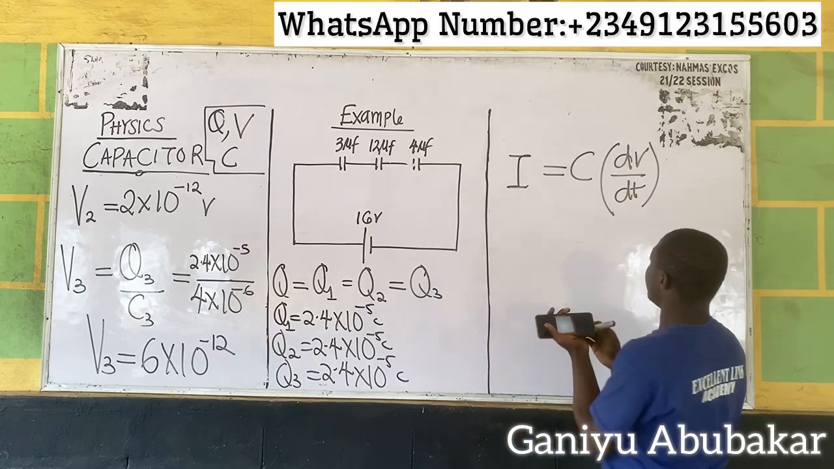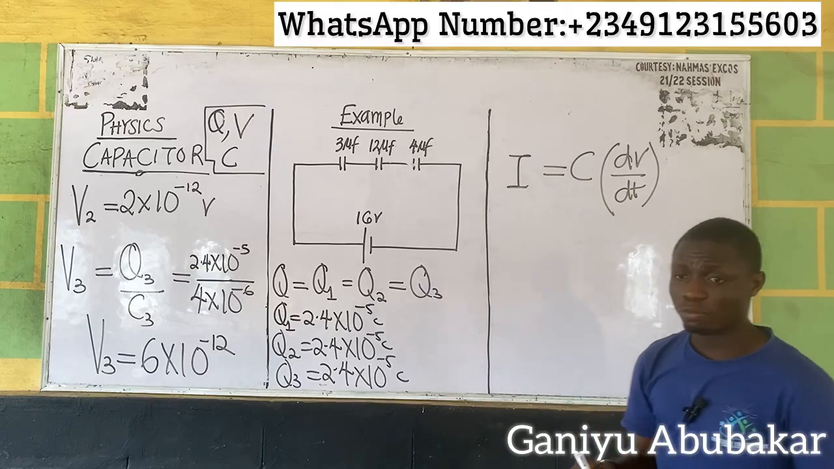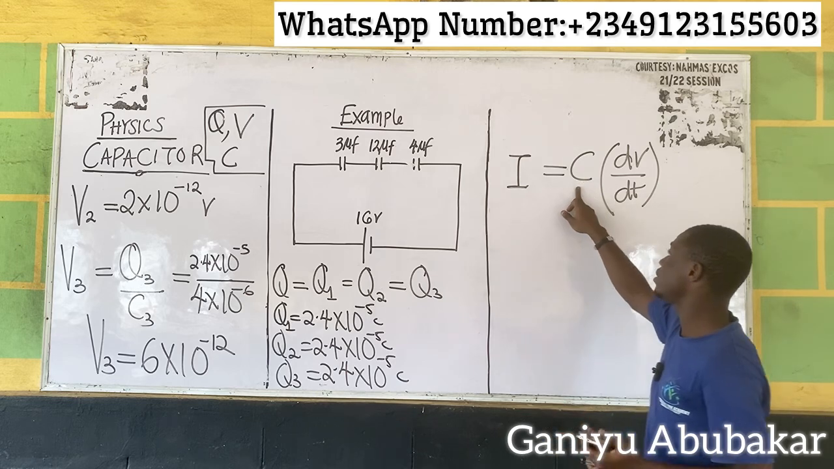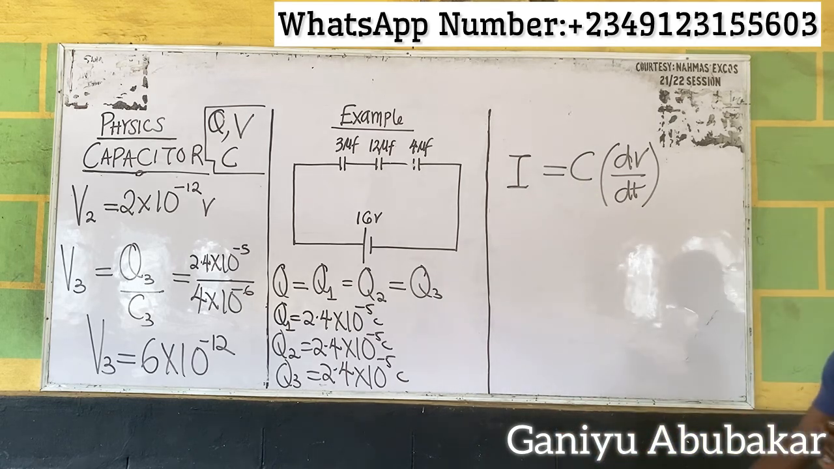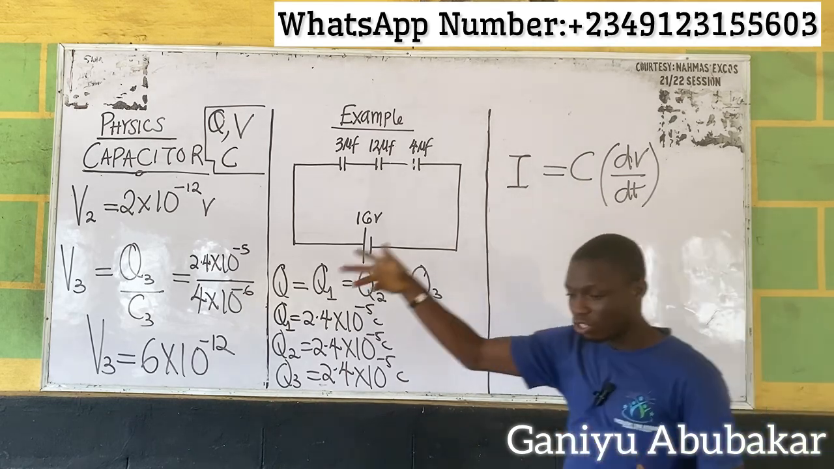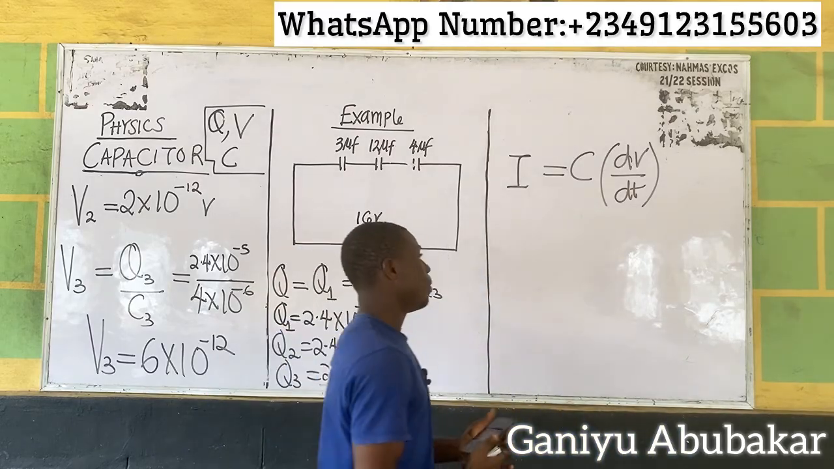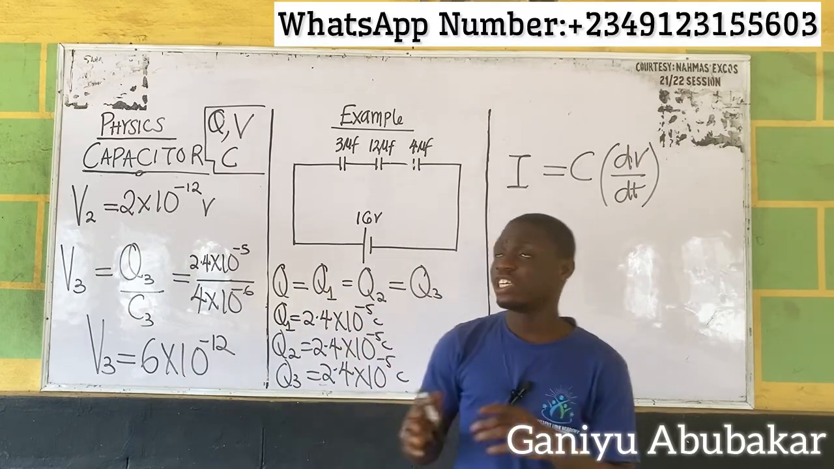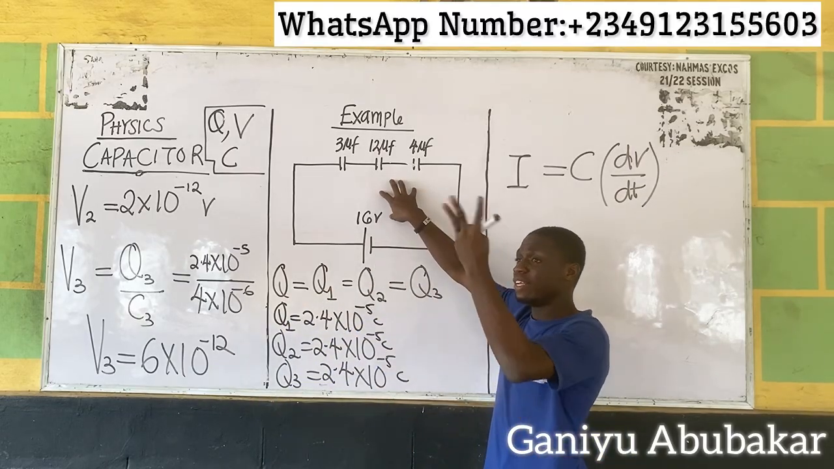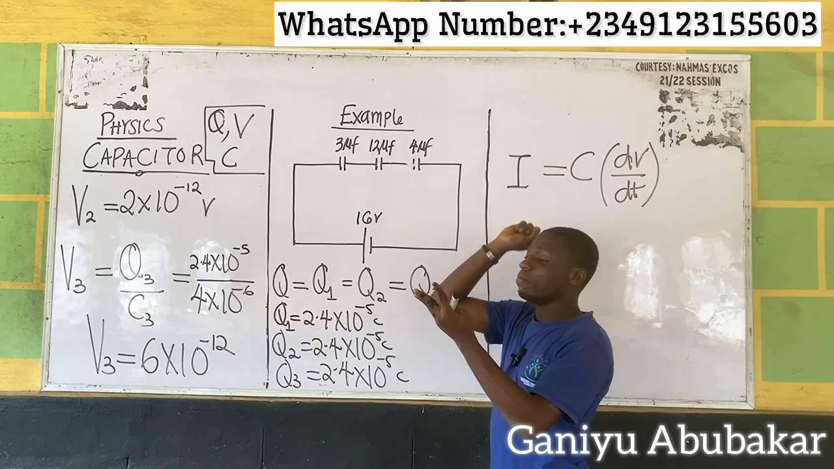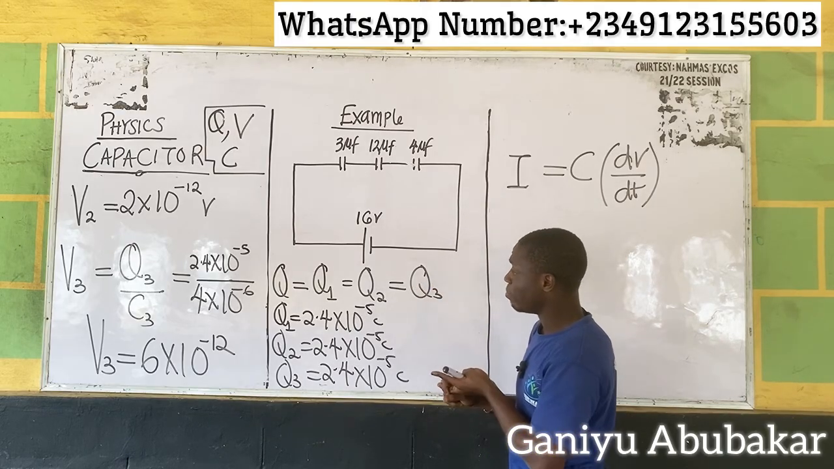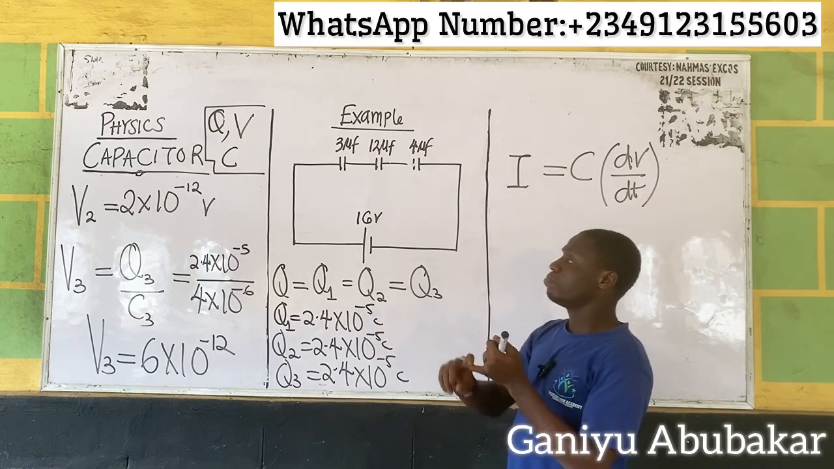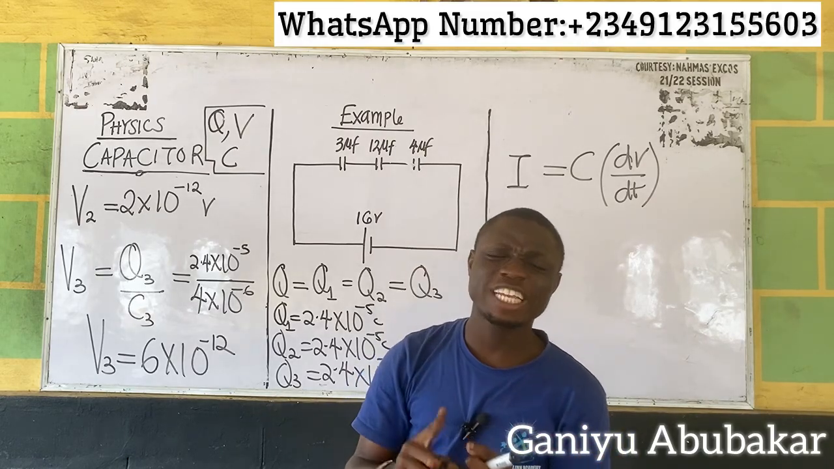So in case you are asked to find current when it comes to a capacitor, note that I equal to C in bracket dV over dt. This is basically from differentiation, that's calculus, right? So just note this formula. From the question I gave you, I asked to find three things: the charge, the potential difference, and the equivalent capacitance.